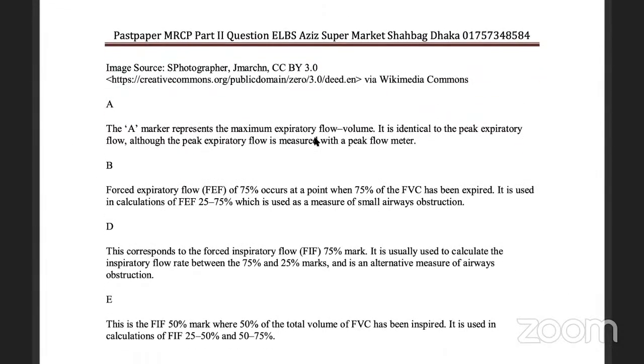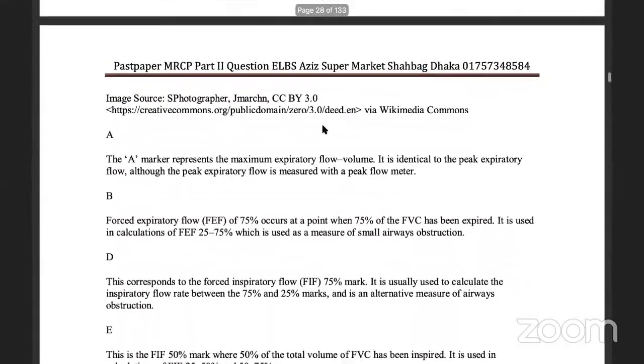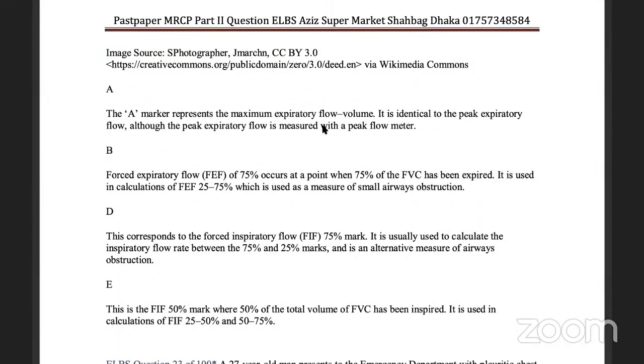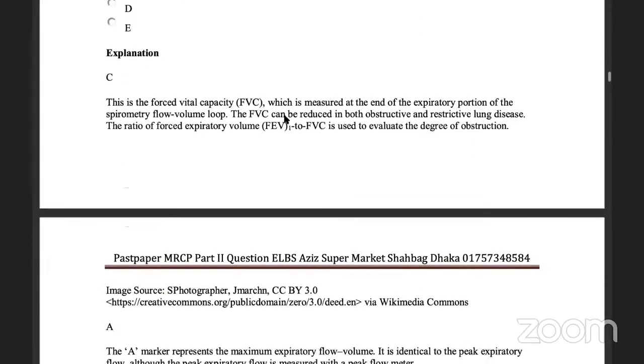D corresponds to the forced inspiratory flow, 75% mark. It is usually used to calculate the inspiratory flow rate between 75% and 25% marks, and is an alternative measure of airway obstruction. And this is the forced inspiratory flow, 50% mark, where 50% of total lung volume of FVC has been inspired. It is used in the calculation of FIF 25 to 50% and 50 to 75%. I don't get the point actually.